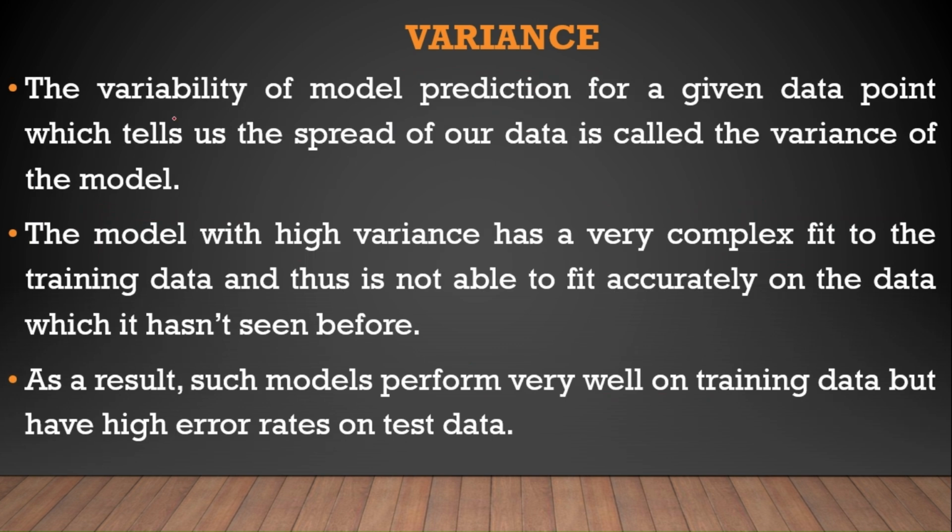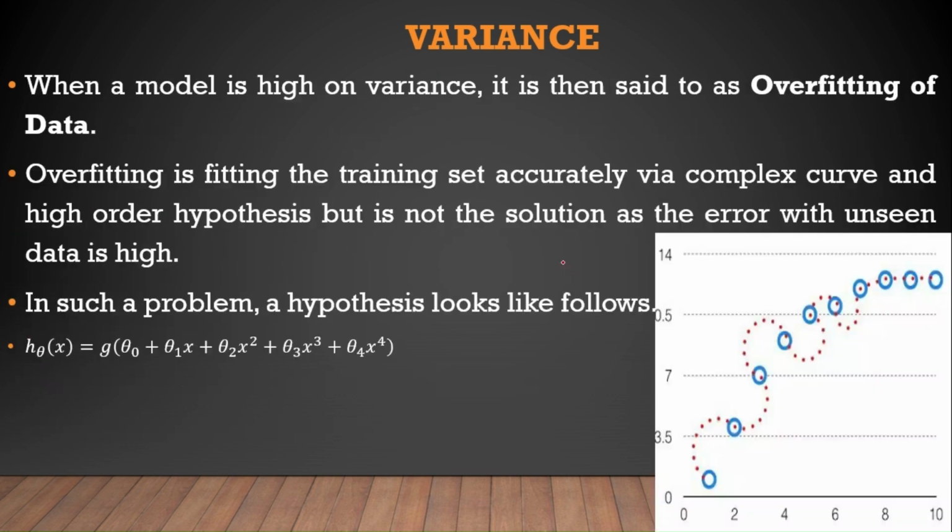Next, the variability of the model predictions for a given point, which tells us the spread of our data, is called the variance of the model. A model with high variance has a very complex fit to the training data, and such a model is not capable of fitting accurately. So what happens here is that my data is available like this, and my model is predicting where my data is available, maybe it will be predicted like this also. If it is predicting like this, we are calling it overfitting. When a model is high on variance, it is said to overfit the data.